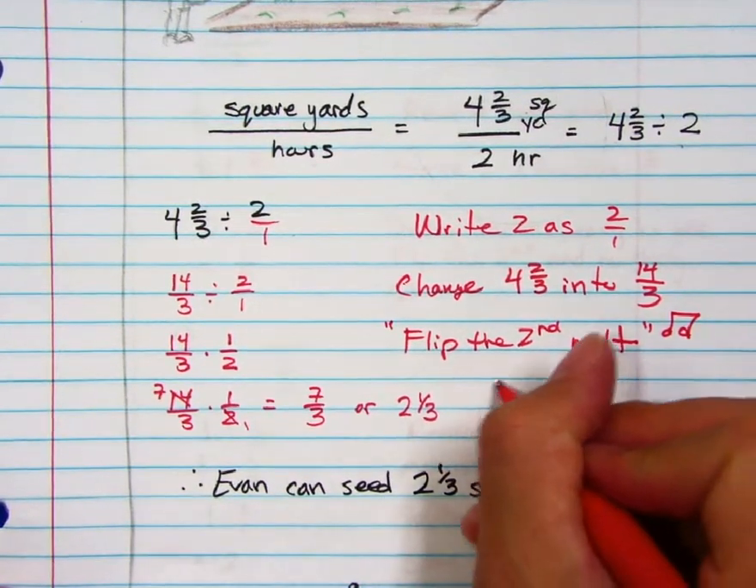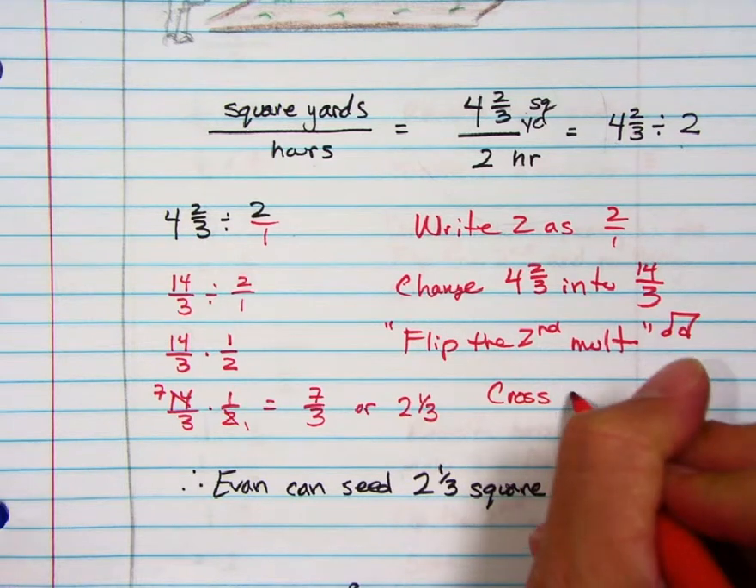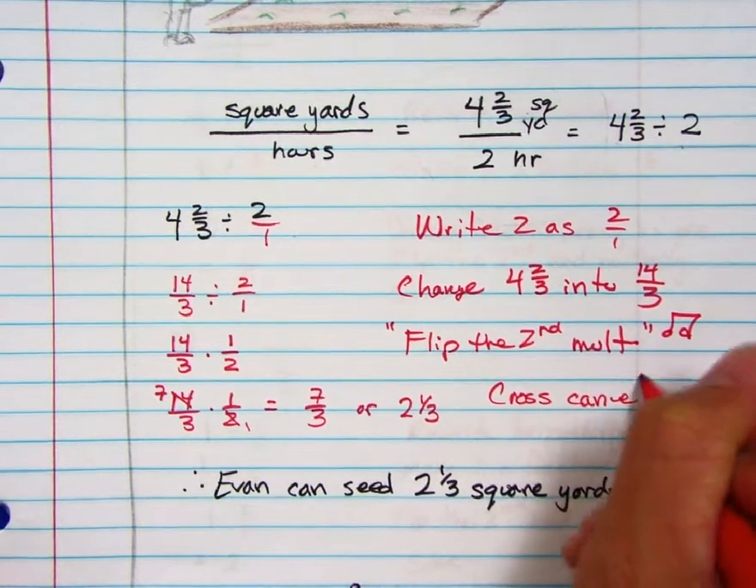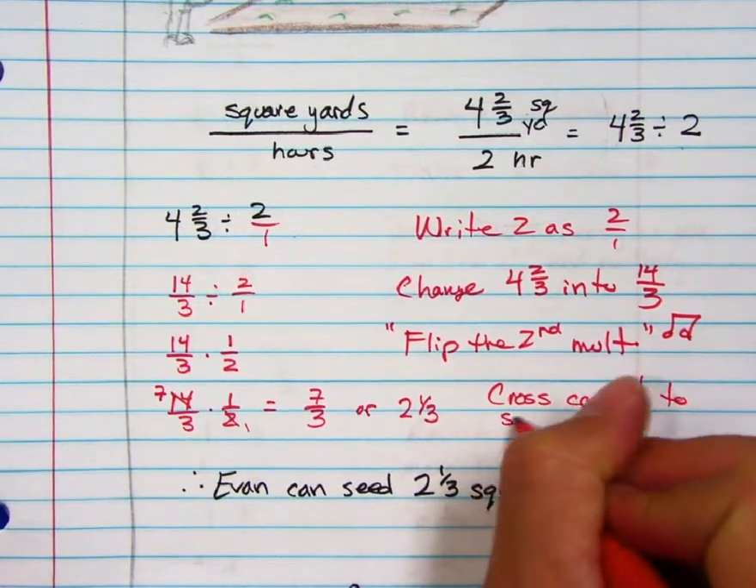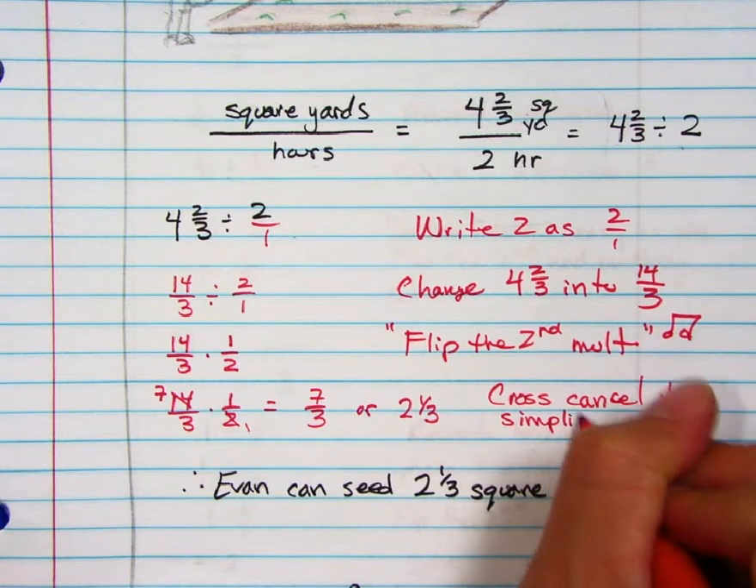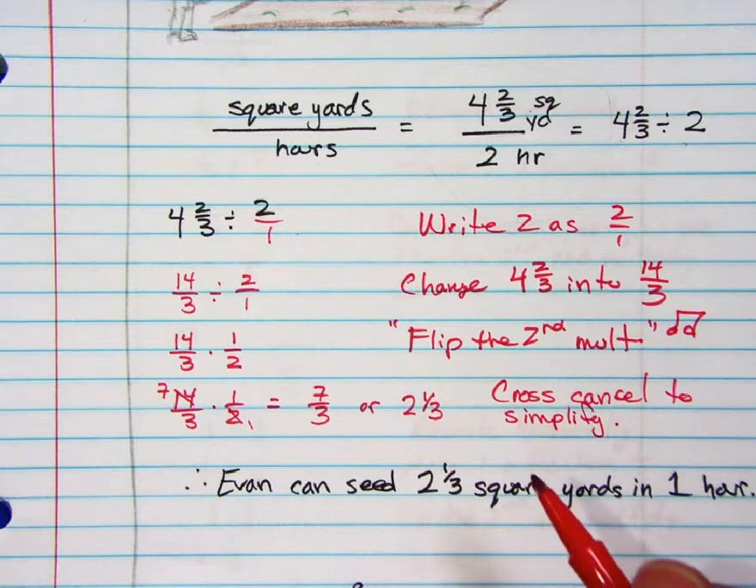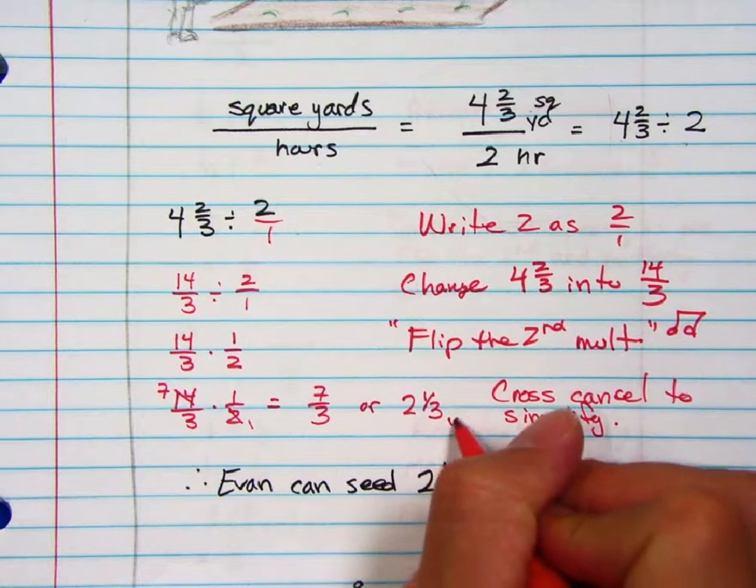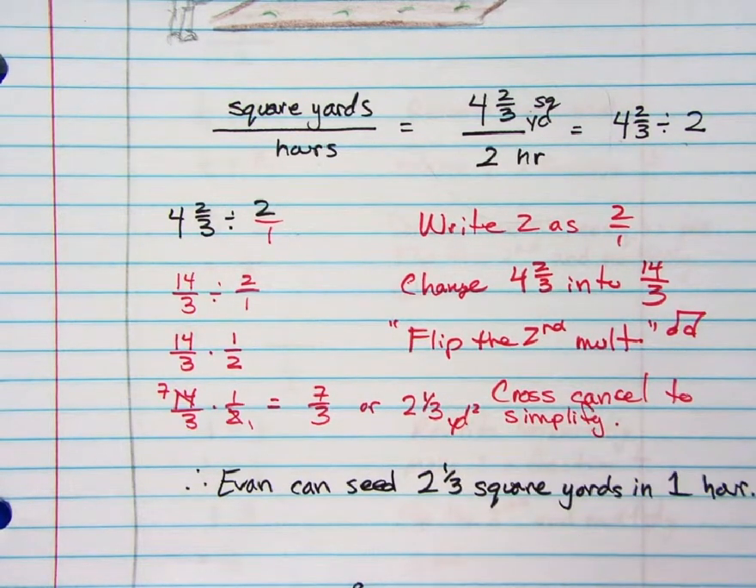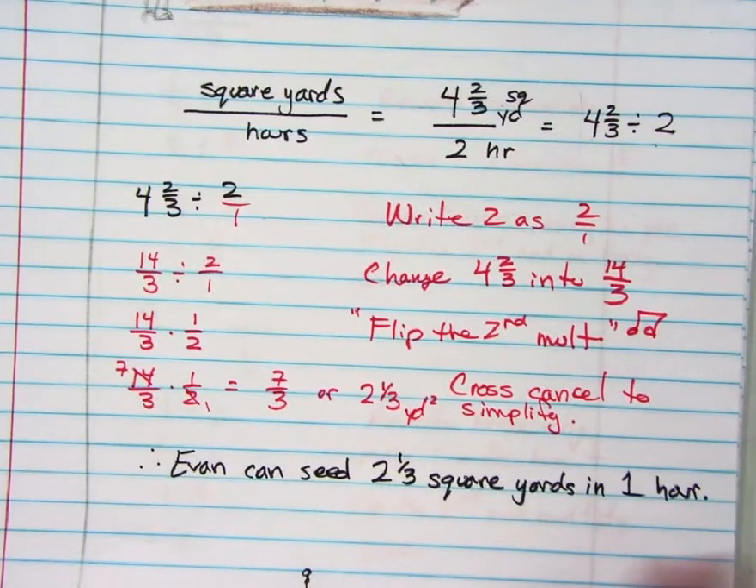Now I'm going to do some cross-canceling to simplify. And then I get my answer, which is 2 1/3. You can see 2 1/3 square yards, I should say square yardage, in an hour. So Evan can do that in 1 hour. So there's your first example.